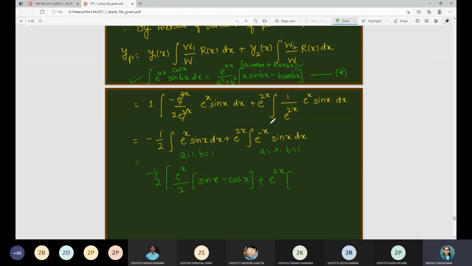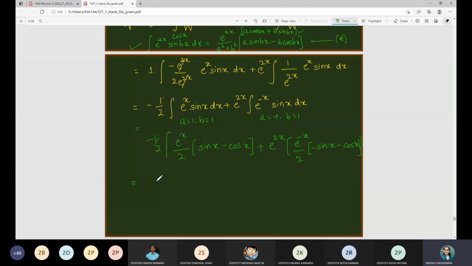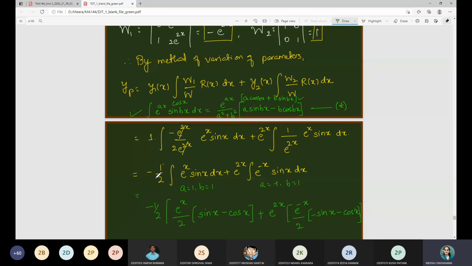So for the bracket, now e raised to ax, so a is minus 1 over here, so e raised to minus x upon a square plus b square, which is minus 1 square plus 1 square, it will be 2, and within the bracket a, that is minus 1, so minus sin x, minus b is 1, cos bx, b is again 1, so it is just cos x, and this bracket will be completed.